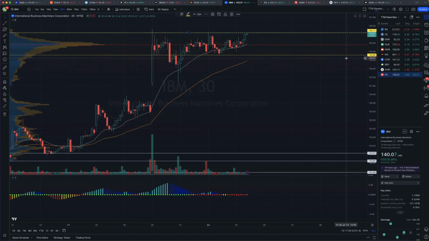So, and then I would put my support level on this chart if I was trying to play it at 138.81. My point of control sits here at 139.45 area.